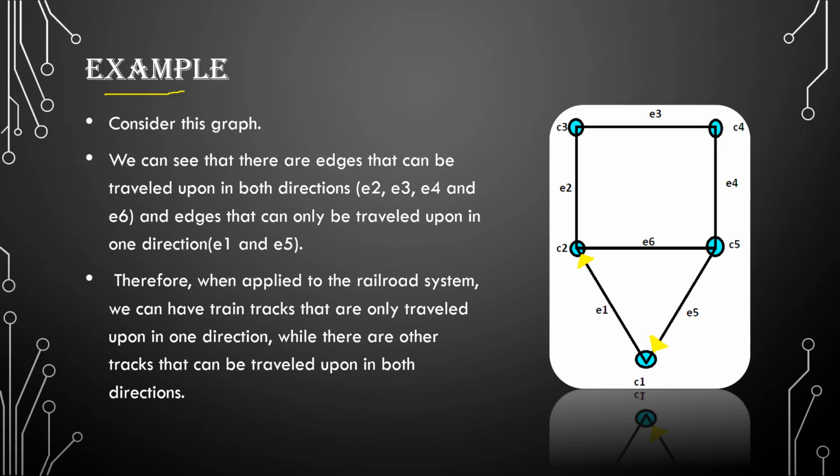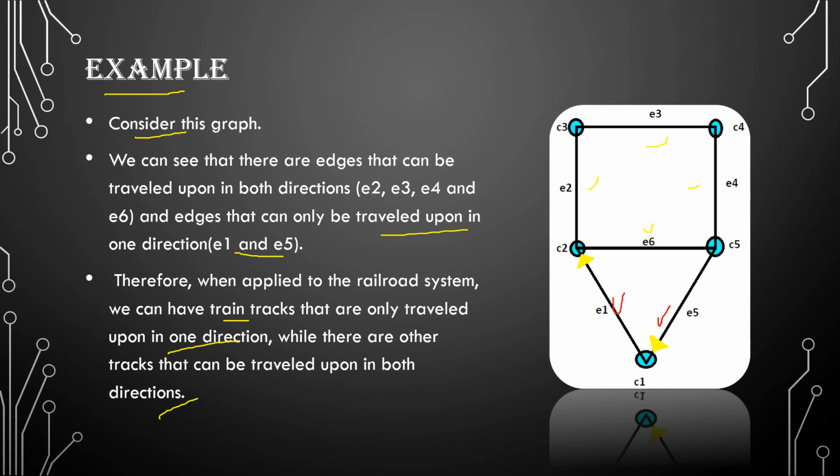Here is another example. Consider this graph. In this graph, we can see that E2, E3, E4, and E6 are not considered directed because they are not given an arrow, so they can be traveled in both directions. And E1 and E5, which I marked in red, are directed edges. When applied to the railroad system, we can have train tracks that are only traveled upon in one direction, while there are other tracks that can be traveled upon in both directions.